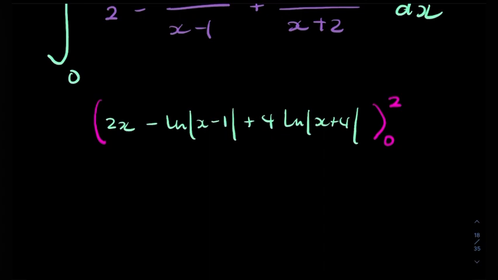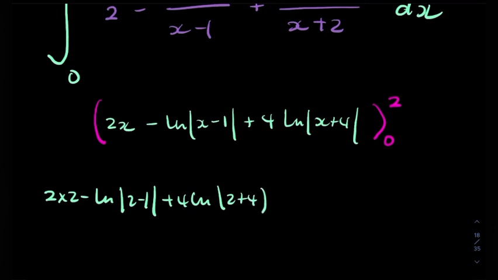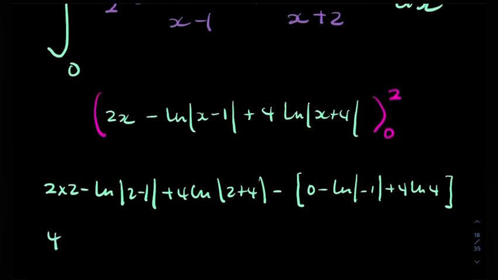So we'd substitute 2 into each instance of x, and then substitute 0, and then subtract one from the other. So it's 2 times 2 minus ln 2 minus 1 plus 4 ln 2 plus 4 minus 0 minus ln absolute value of negative 1 plus 4 ln 4. Okay, so were it not for this absolute value, we'd have a problem here because you can't take a log of a negative number. So now we can just simplify that to 4 minus ln 1 plus 4 ln 6.